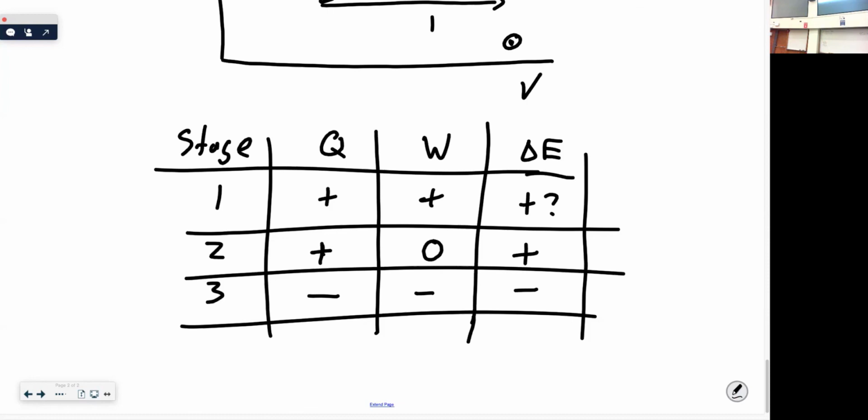This table hopefully will help, so you're looking for left, right. W is really easy. If you're moving left, it's negative. If you're moving right, it's positive. If you're moving up and down, it's 0. The other two can sometimes be inferred from the first law of thermodynamics and other times from understanding how isotherms and things work. But we'll talk about that in a bit.